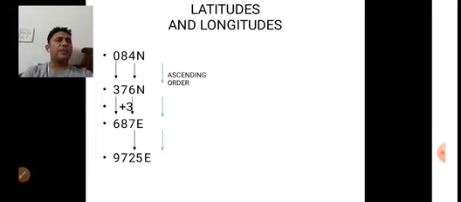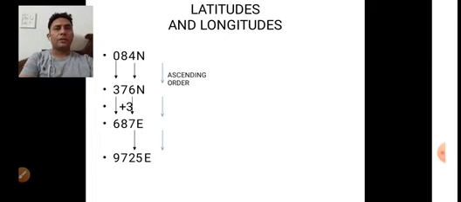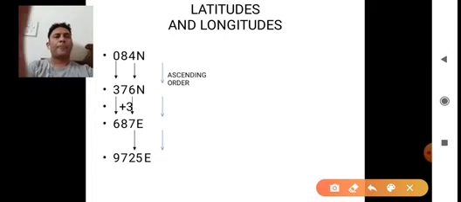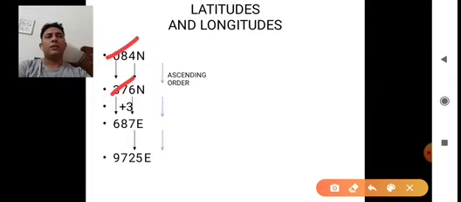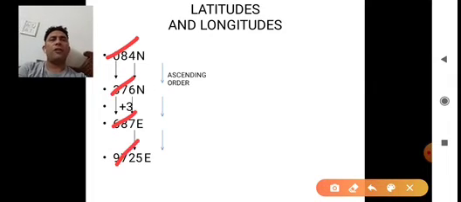Now we find that 0, 3, 6 and 9, the first values of all the lat-longs in India, are actually multiples or additions of 3. From 0 we have 3, then 6 and then 9, going down the order. Just look here. This 0, 3, 6 and 9, these are all in ascending order, right?